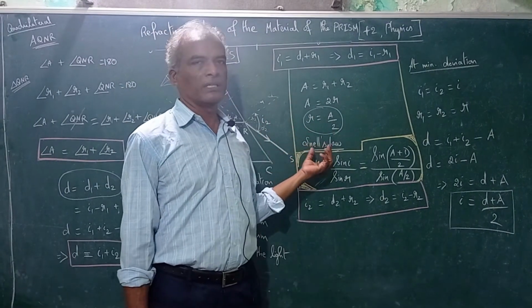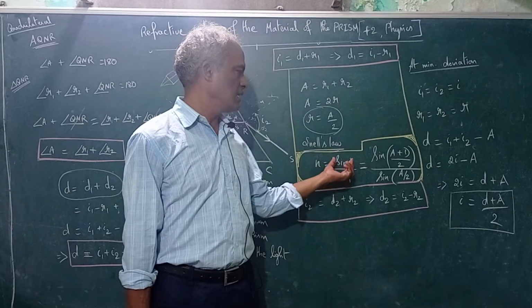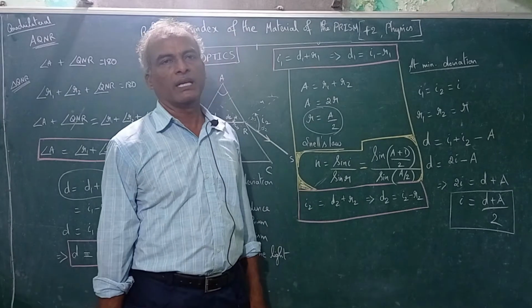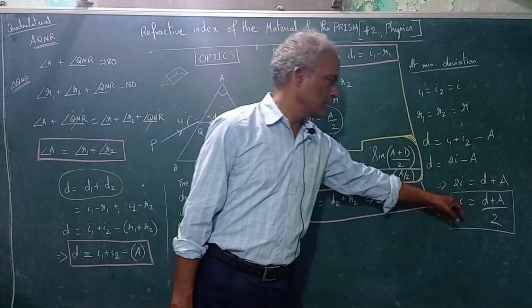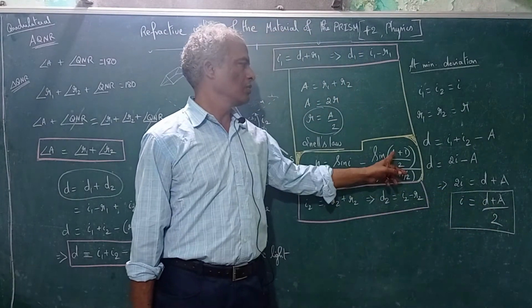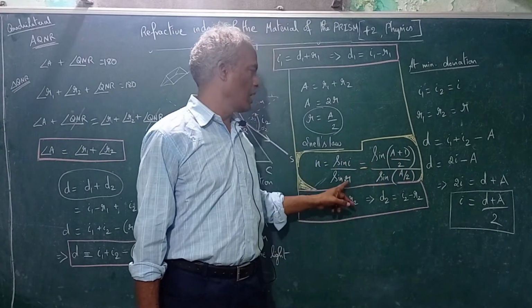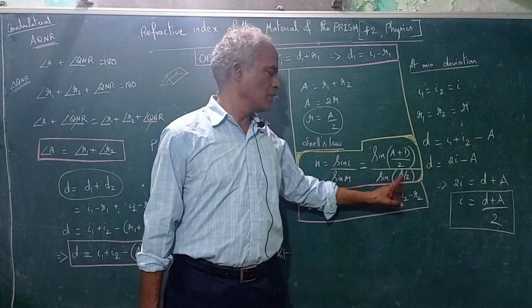We all know by Snell's law, N, the refractive index of the material, is given by sin I by sin R, where I is the angle of incidence and R is the angle of refraction. Now we have I as (D plus A) by 2, where this small d is replaced by capital D. So sin of (A plus D) by 2, and for R we have A by 2, so sin A by 2.